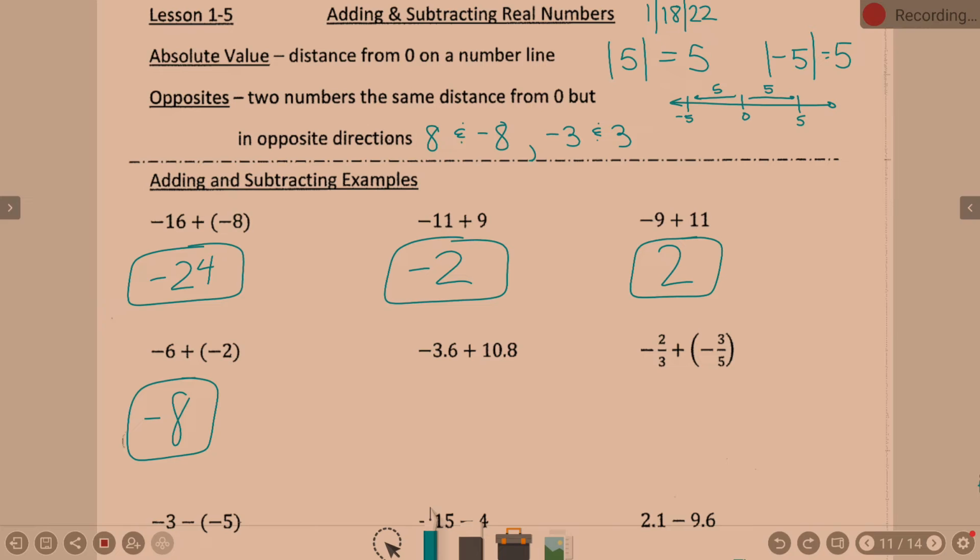Do you remember how to subtract decimals without a calculator? Let's go ahead and just line up our decimal points. When you subtract, always put the bigger number on top. So I'm going to say 10.8 minus 3.6. Notice I lined up my decimals. 8 minus 6 is 2. I'm going to carry that decimal point down. 10 minus 3 is 7. So my answer is some kind of 7.2.